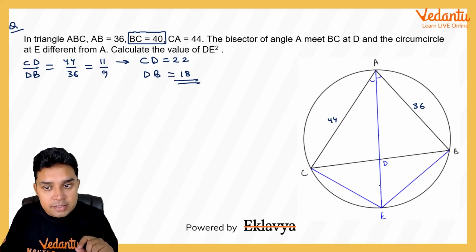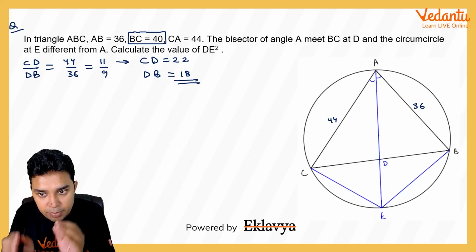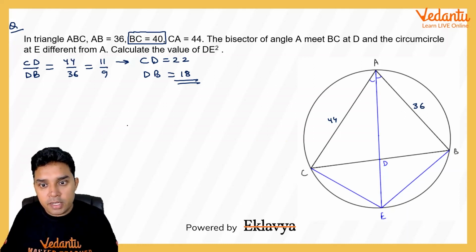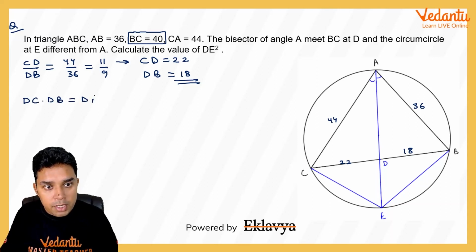Now to find this length DE, I have two methods. One method is using power of a point and cosine rule. Let me show you the path how it can be done. We have already found that this is 22 and this is 18. So if I take the power with respect to D, we will get DC into DB is equal to DA into DE. Here DC and DB we already know. So DE can be calculated as DC is 22, DB is 18, upon DA.